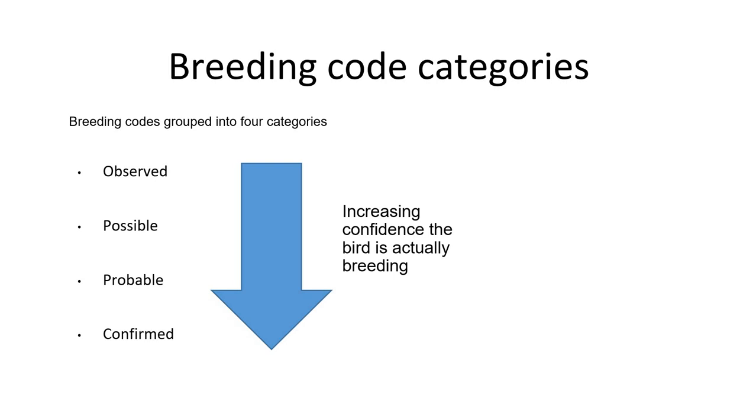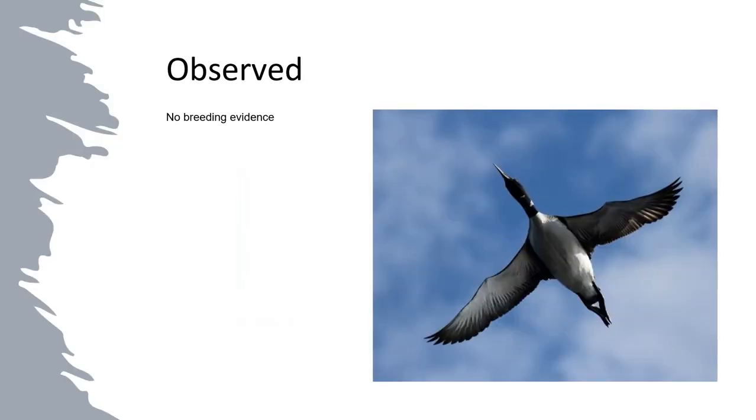Breeding evidence codes are grouped into 4 categories, from observed to possible to probable to confirmed, and that order is increasing confidence that the bird is actually breeding. So when we know a bird is confirmed, we know that species was definitely breeding in that location, versus possible, where they might be breeding but we really aren't totally sure. So observed are things like a loon flying over a site. This is just the bird is observed, but there's no actual breeding evidence observed.